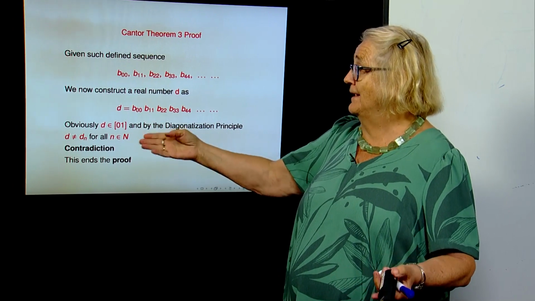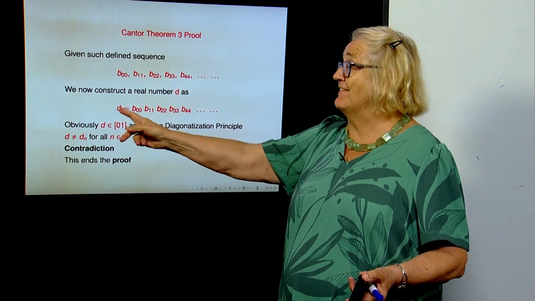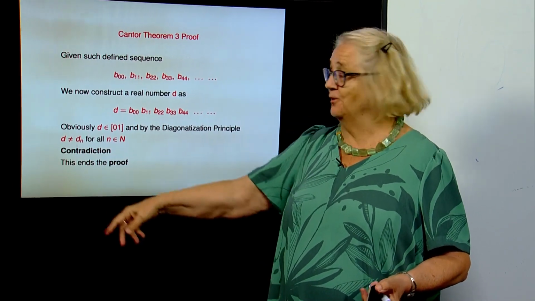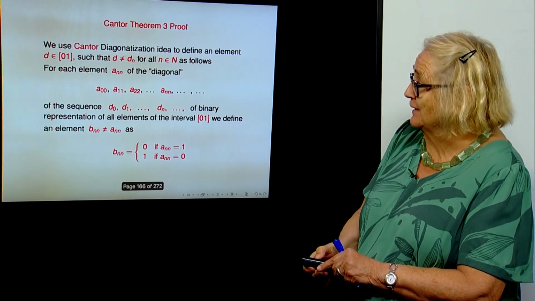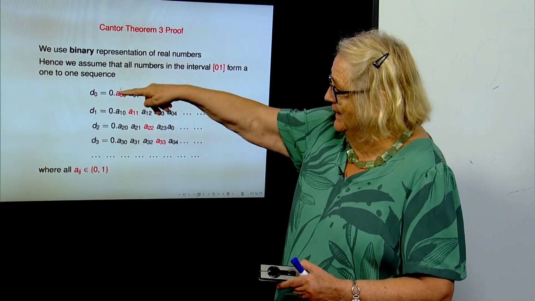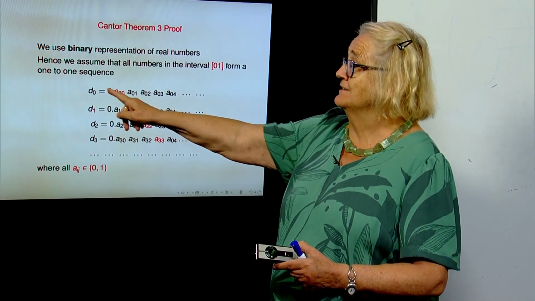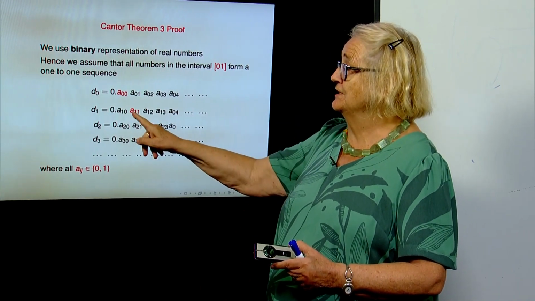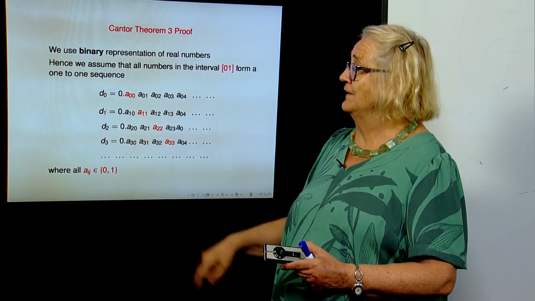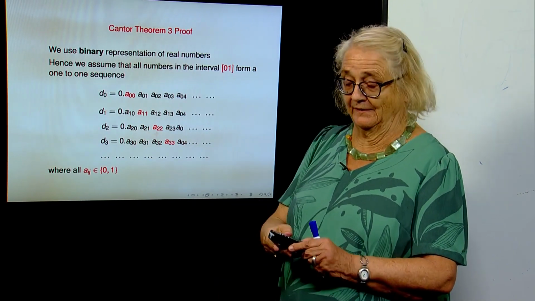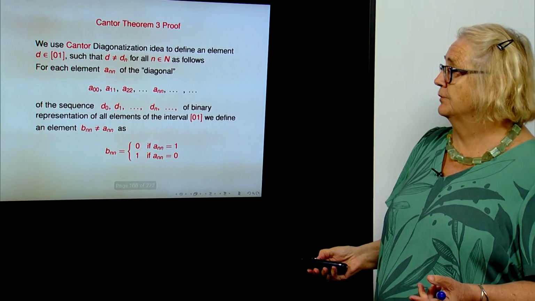And you know by the diagonalization principle that that d is different from all these d's, because you can see what you form, the number, you change all this. So this is different from d0, you change this to b, it is different from this, it changed to b, it is different from this. So we prove that.